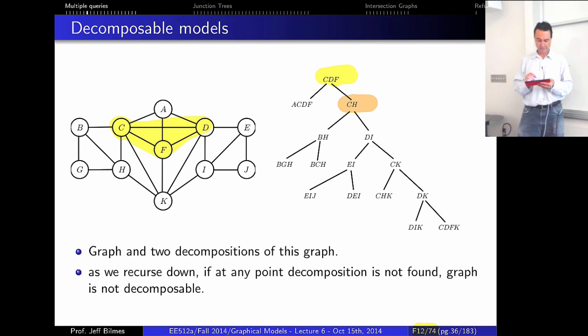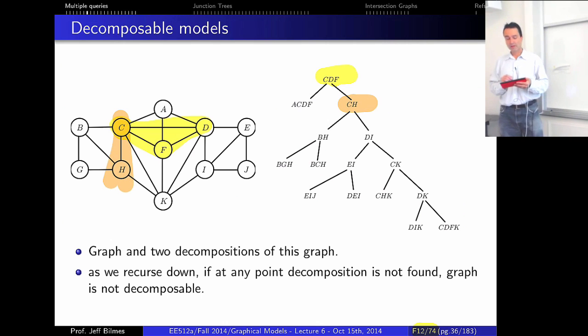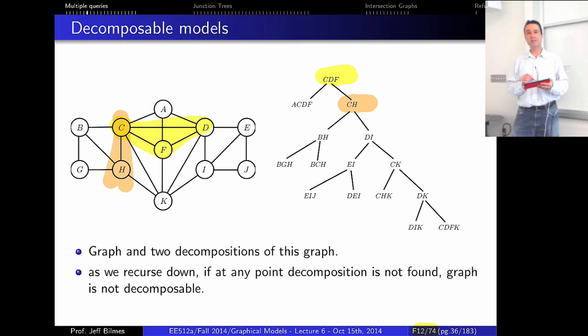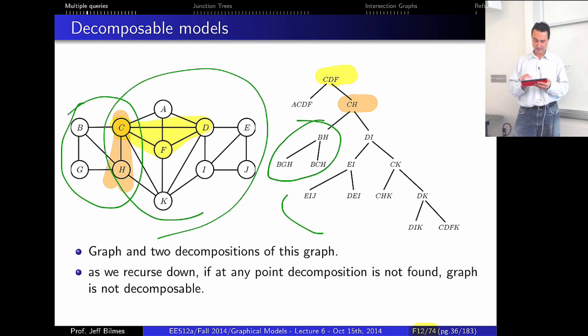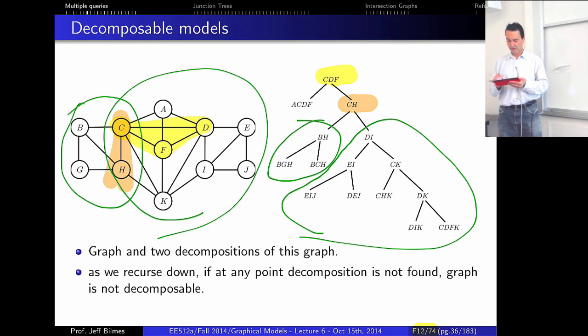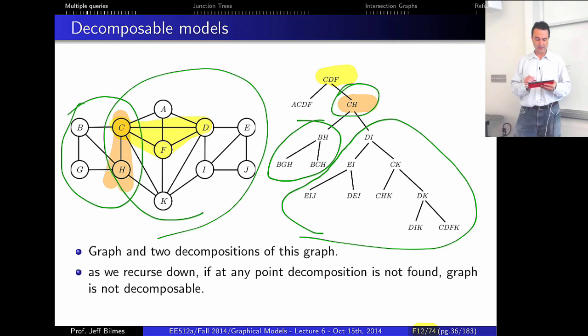So CH is here, right? And CH does partition the graph onto the left-hand and the right-hand side. The left-hand side is going to be this part over here, which is BCHG, which is all of this stuff over here, and the right-hand side, which consists of all this stuff over here. Of course, CH is included in both. So this guy is included on both left and right-hand side.